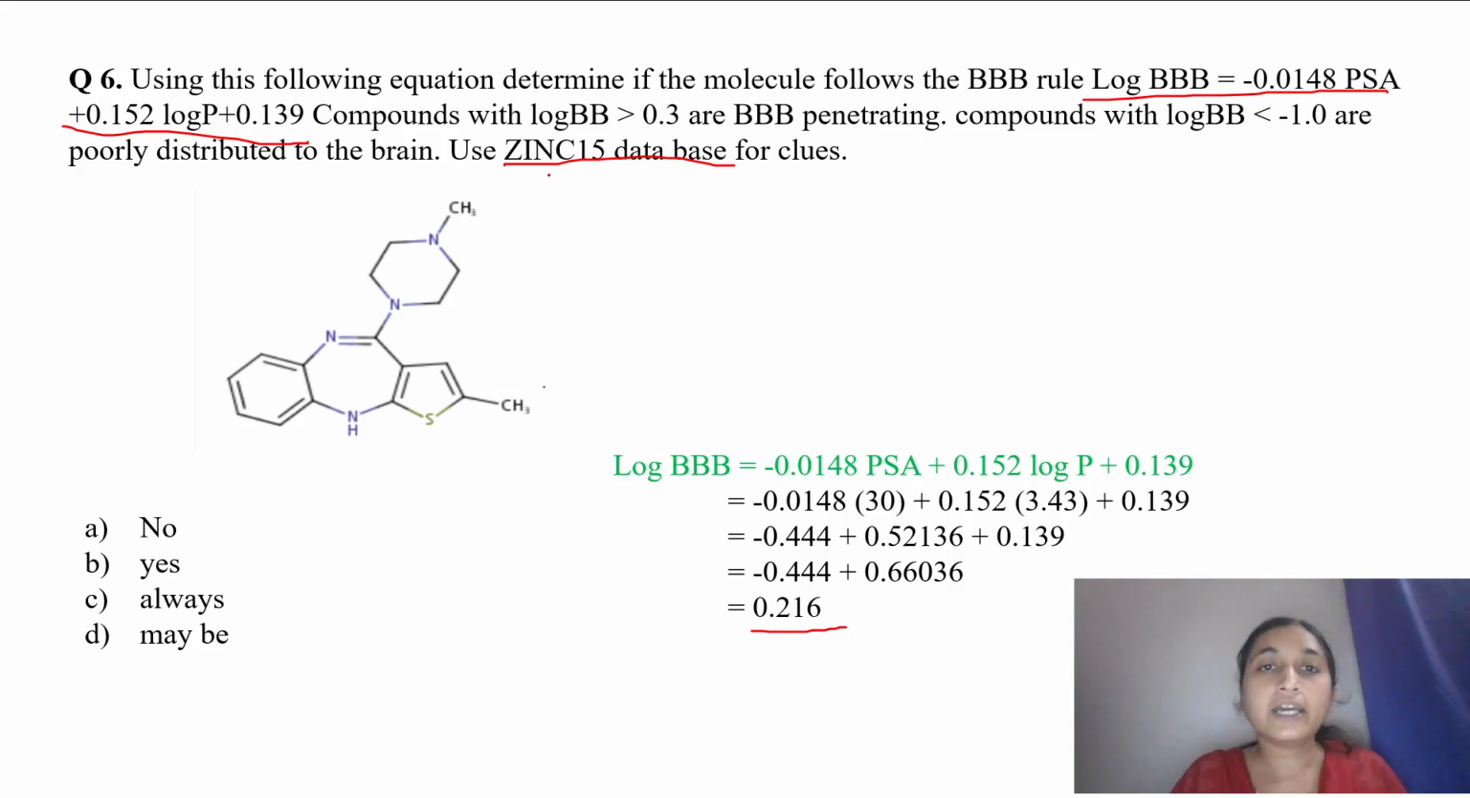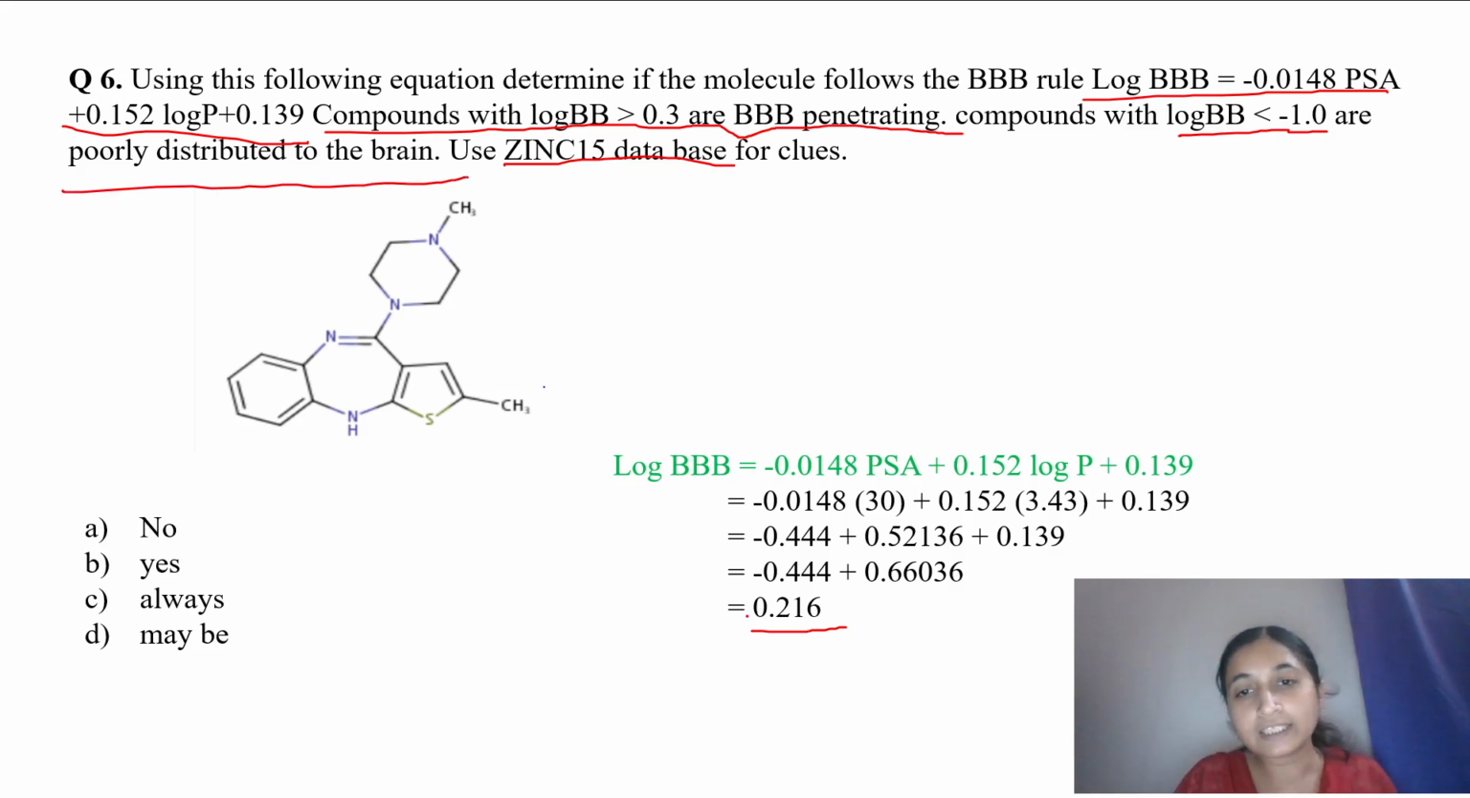So it will come to 0.216. Here the question says compounds with log BB greater than 0.3 are blood-brain barrier penetrating, and compounds with log BB smaller than minus 1.0 are poorly distributed to the brain. So this value has come in between 0.3 and minus 1.0. So the answer will be maybe. So the answer will be D.